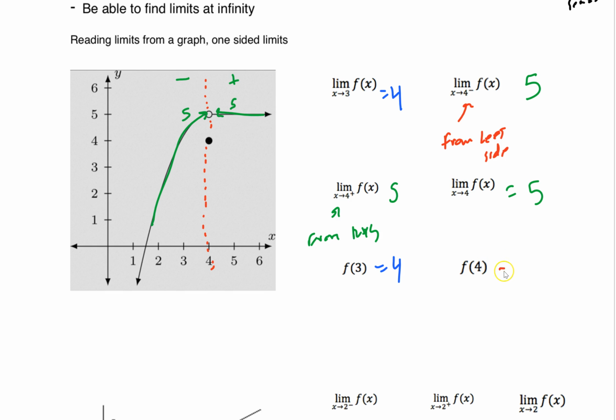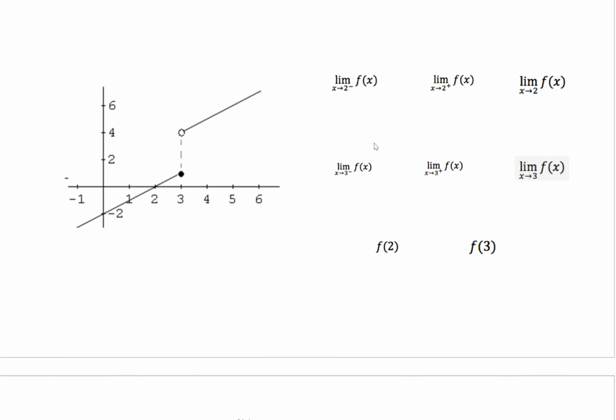f of 4 says, what's the value at 4? Well, the value at 4 is right here, which just happens to be 4. These don't match, that's fine, right? Limit doesn't care. Limit just wants, hey, what does it look like is happening? That's kind of the basic idea of a limit. Let's do a few more examples.